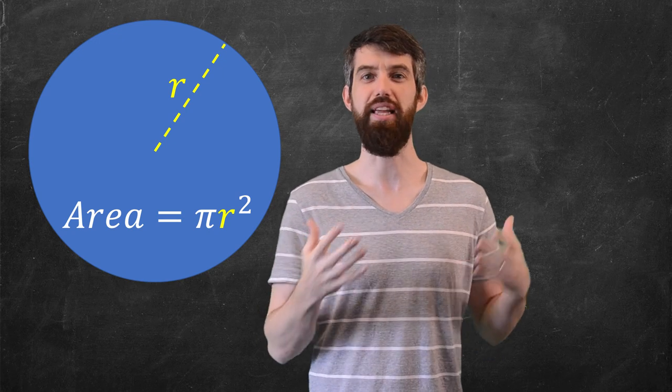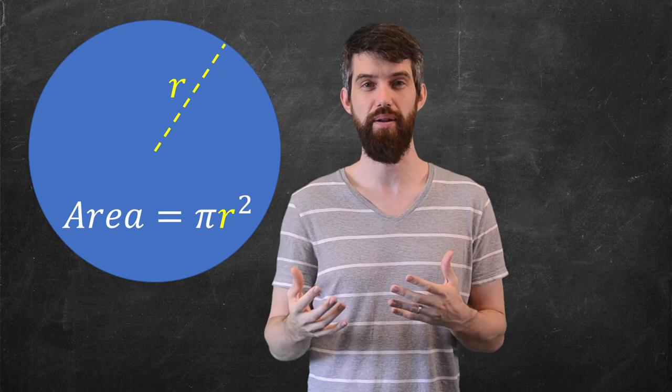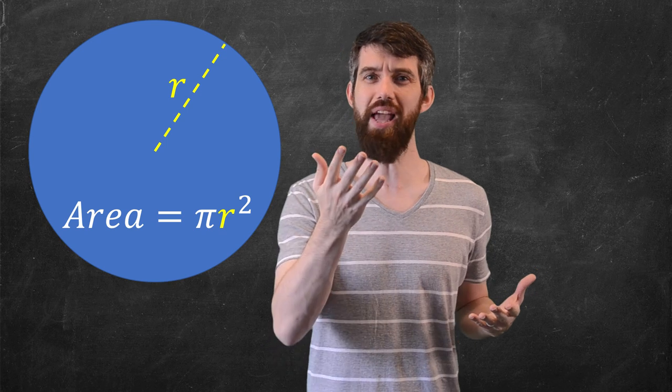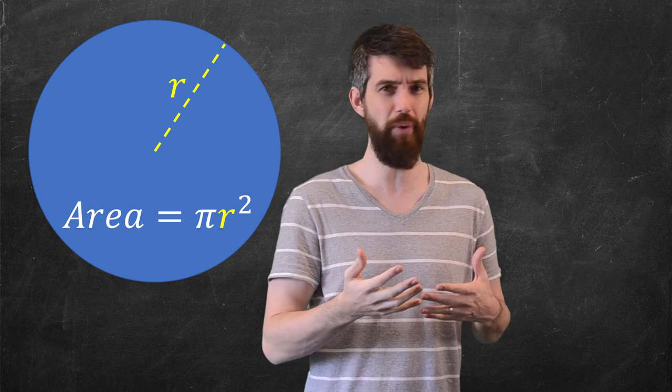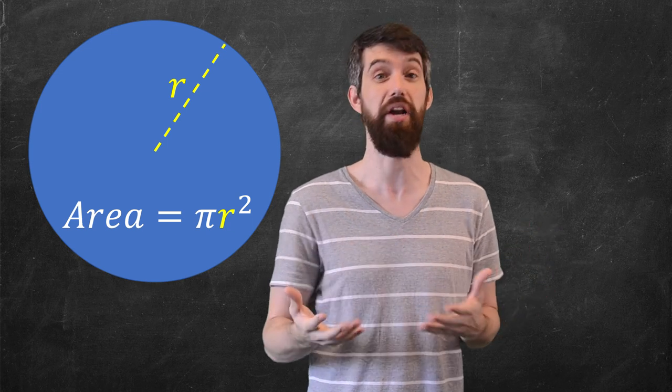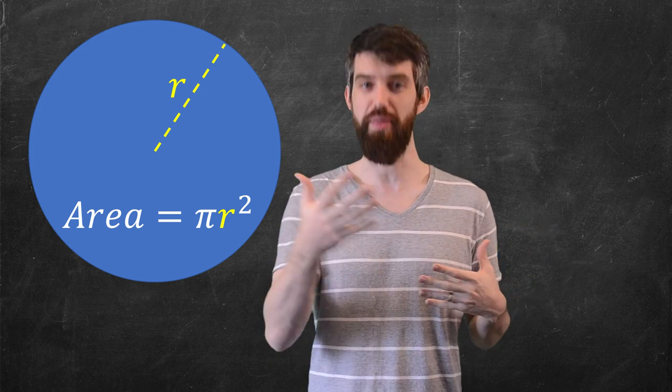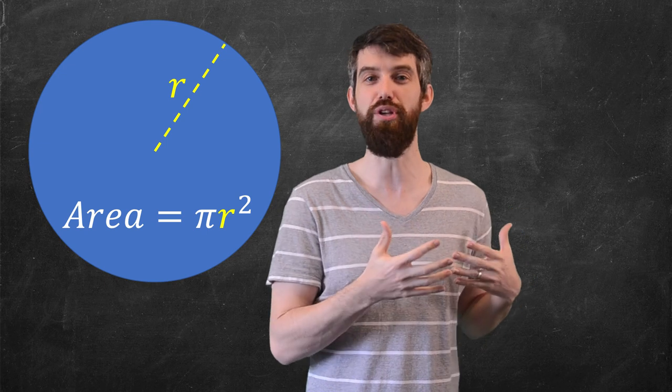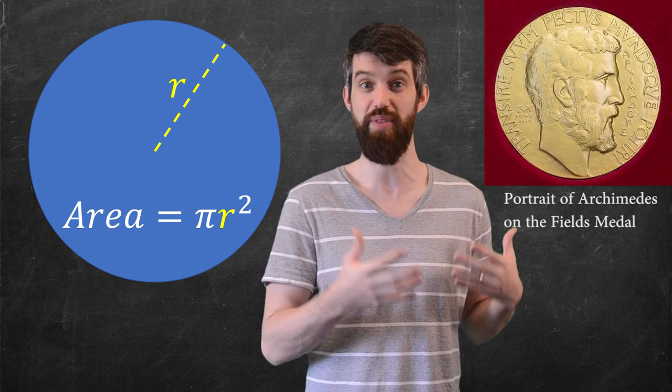The area of a circle is pi times a radius squared. But hold on, why exactly is that true? Can we convince ourselves that the area of a circle must be pi times a radius squared? The argument that I'm going to show you in this video goes back over 2,000 years to the time of Archimedes and the ancient Greeks.